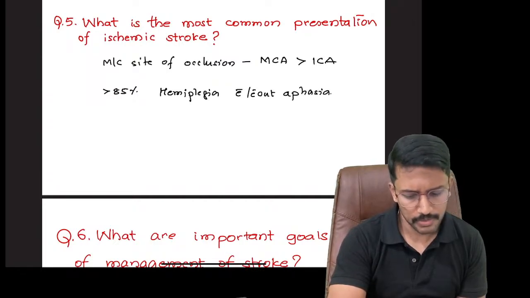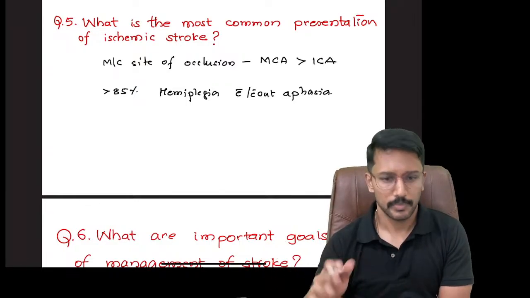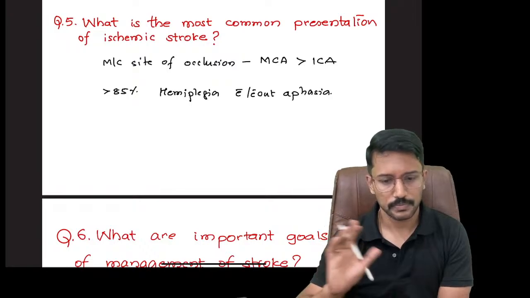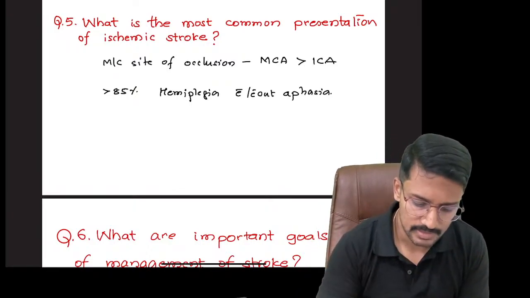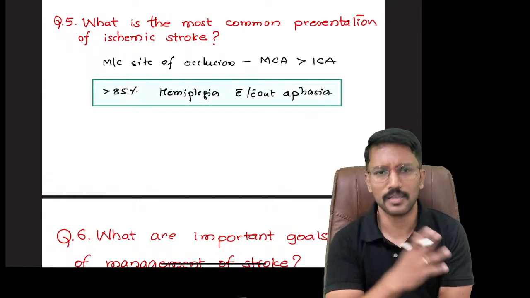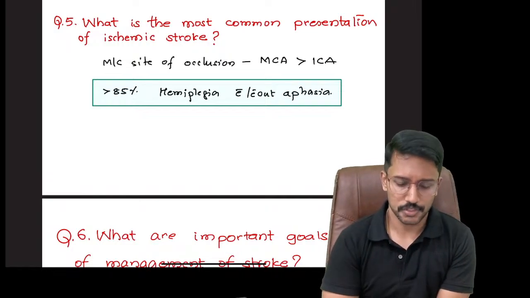So that is why whenever we see a patient with hemiplegia, we first think of stroke, right? But that does not mean that everyone who presented with hemiplegia is having stroke. Okay, clear? So the most common presentation of stroke, if they ask, it is hemiplegia that is seen in more than 85% of the patients. Remaining patients may have other presentations. Okay, but 85% of the cases they present with hemiplegia.